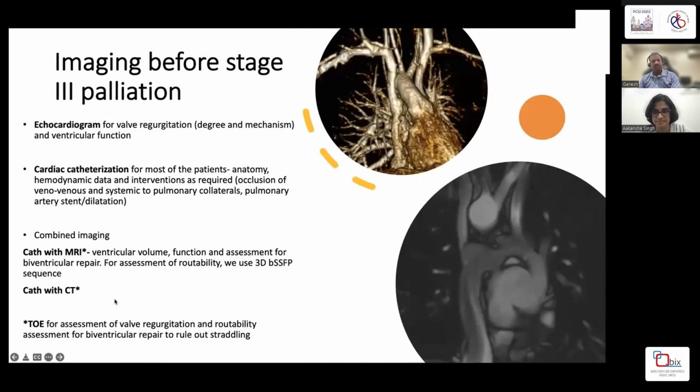We also do transesophageal echo at the time of the general anesthesia for assessment of valve regurgitation, the mechanism. And in patients with routability, we assess the AV valve for any straddling.